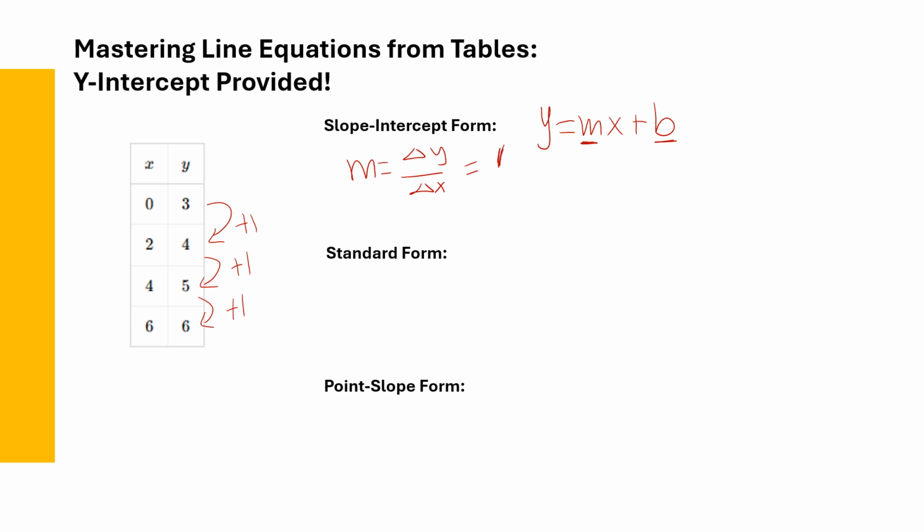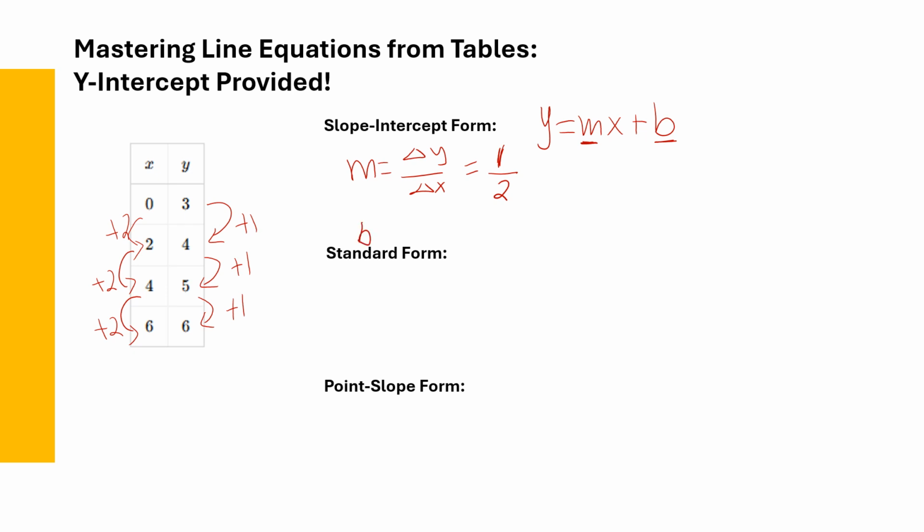And for changing x, we can see that the x values go up by 2 each time. 2 plus 2 is 4, plus 2 again gives us 6. So changing x is going to be 2, and 1 over 2 is 1 over 2. You can't really simplify that.